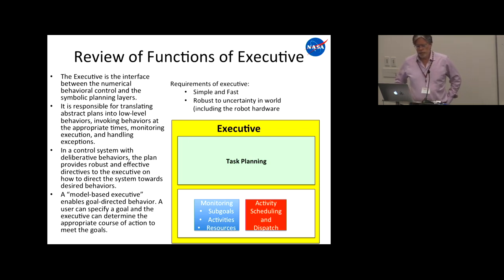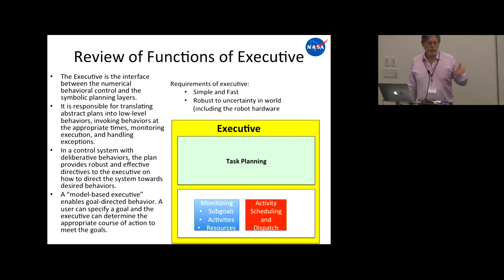So in a control system with deliberative behaviors, the plan hopefully provides robust and effective directives to the executive on how to direct the system toward the desired behaviors. You'll see the terminology model-based executive, which is a description of an executive that can enable goal-directed behaviors, which is what we want in a cognitive robot.